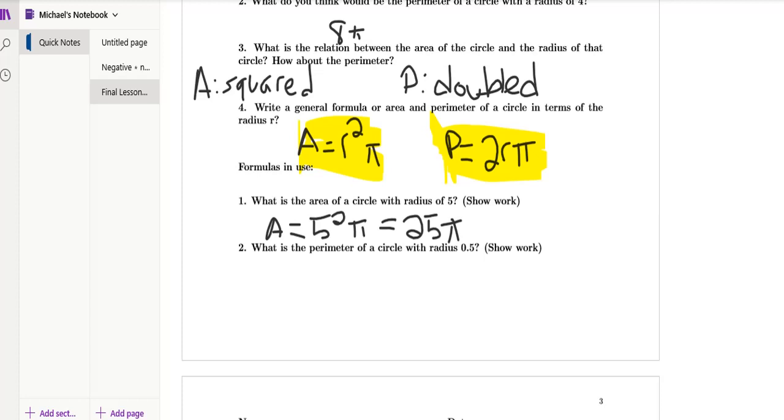The perimeter of a circle with radius 0.5. So 0.5, we're going to plug in for r in the circumference formula, and so that would be C is equal to 2 times 0.5 times pi. 0.5 times 2 is equal to 1, and we're just left with pi. So the circumference of a circle with a radius of a half is going to just be pi.